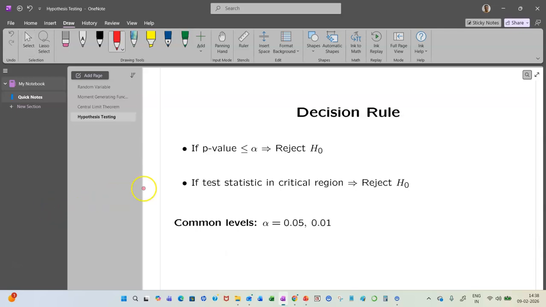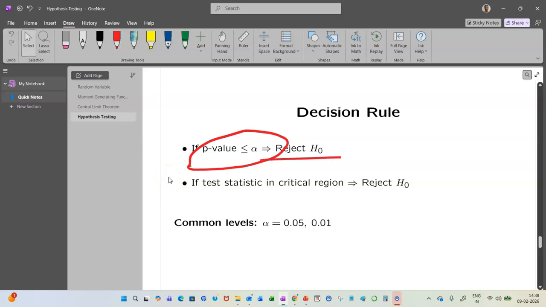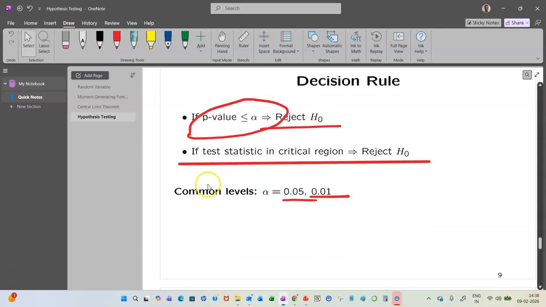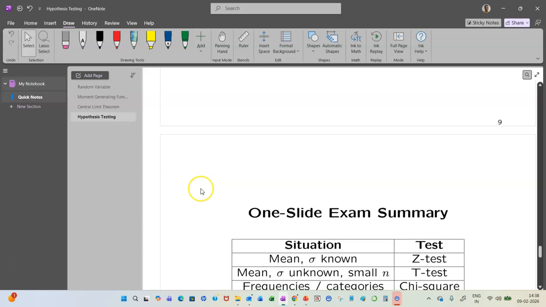Decision rule: when p-value is less than alpha, we reject null hypothesis. Or if the test statistic falls in the critical region, we reject null hypothesis. Common level of alpha, the size of the test, is 0.05 or sometimes 0.01. It depends upon the test.